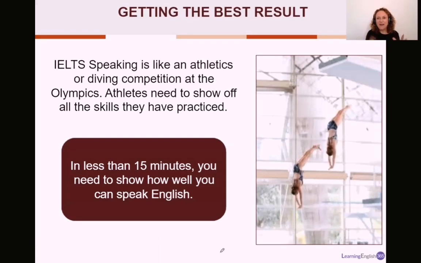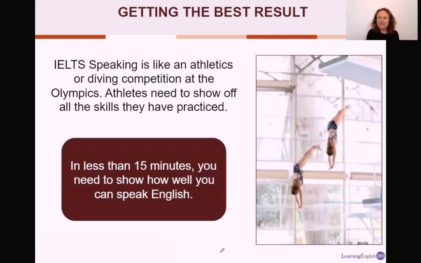So, but when you think about it, you probably think it'll be the longest 15 minutes of my life. And it may feel like it during it. But we know 15 minutes is not a very long amount of time at all. So you only have that very short time to show how proficient you are, how well you can speak English.